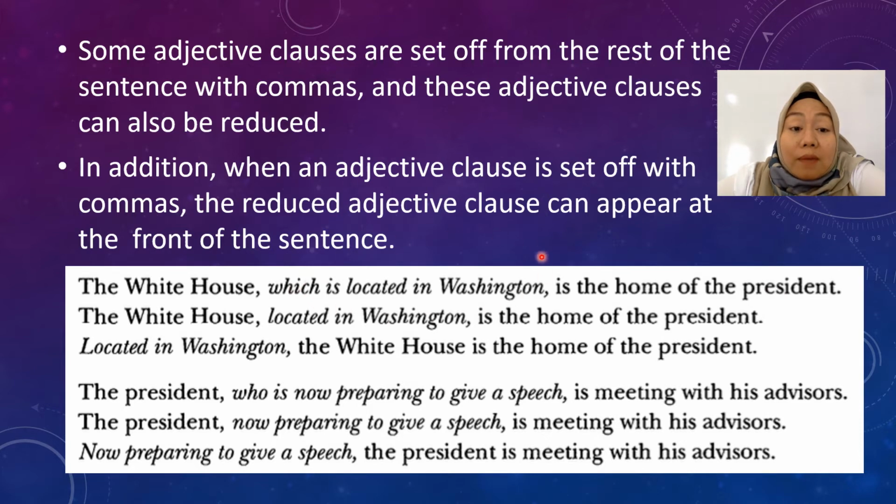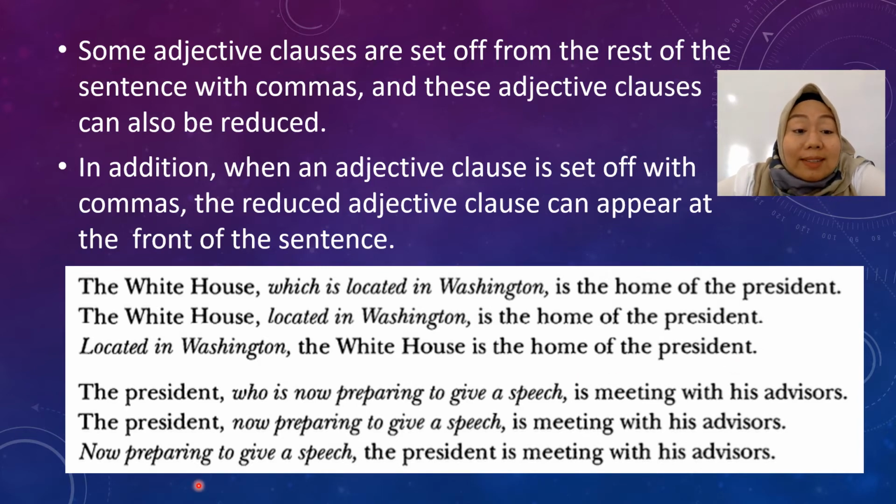So when we have this kind of adjective clause, we can reduce the clause by omitting the adjective clause connector and also the be verb. So it becomes only located in Washington. And once it is reduced like this, we can move it to the beginning of the sentence. So it can be: the White House, located in Washington, is the home of the president. Or: located in Washington, the White House is the home of the president.